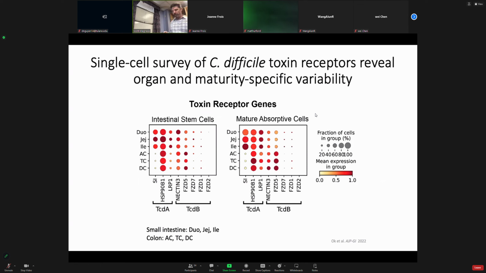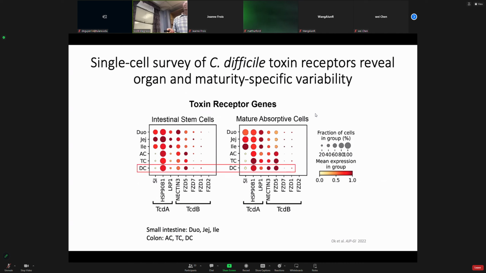So for those of you who are used to looking at these graphs, the size of the circle is the percent of the cells expressing, and the color, the increased color, is the magnitude of that expression. And you can see that most of these receptors are expressed to some level. The frizzled receptors are much lower, but they still are expressed.